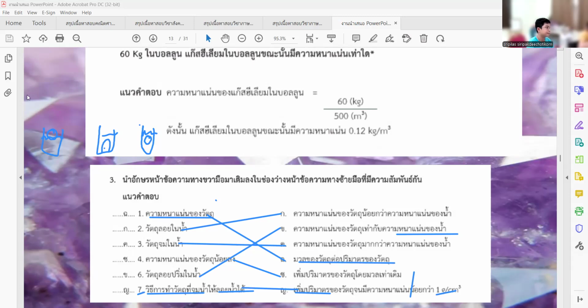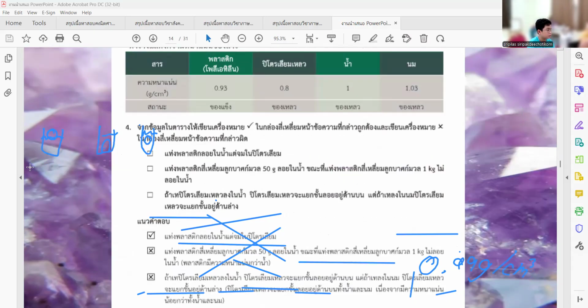Why is this? Because water has a density of 0.99 grams per cubic centimeter. That's why you need to add the volume, and then add it until there's no more to add, or until it floats. Okay, let's go to the next page.